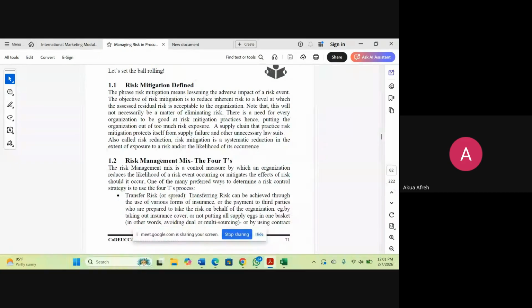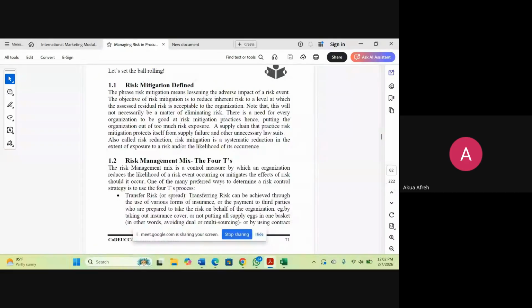And then with the inherent risk, if you remember, we talked about the fact that this is a risk as it is before we do anything about it. So the risk as we see it is the inherent risk. If we take no action about this risk, you ask yourself, how bad can it be? How bad can it be?